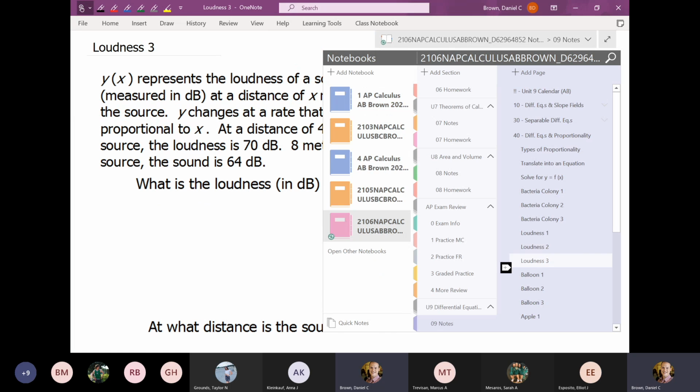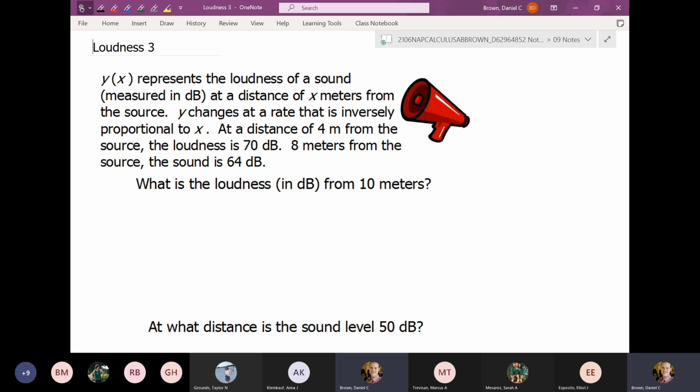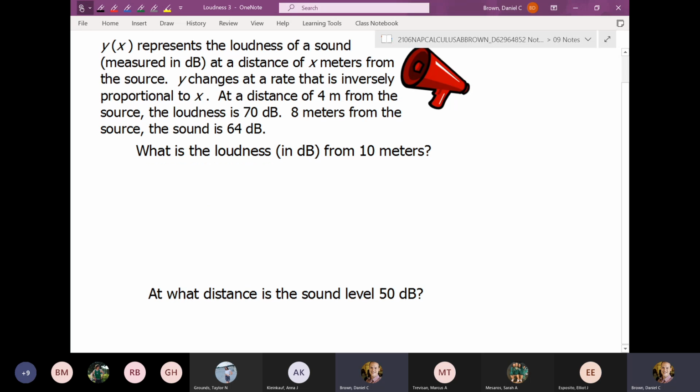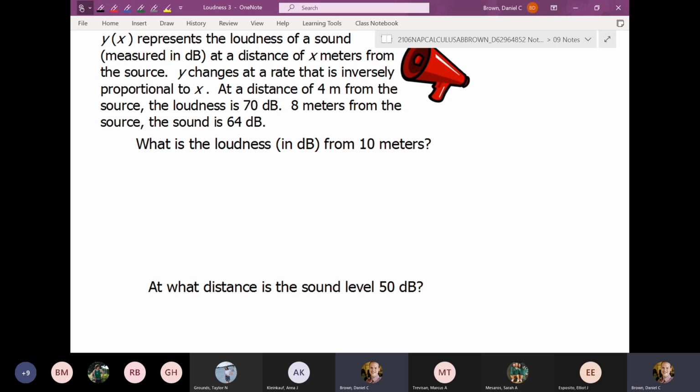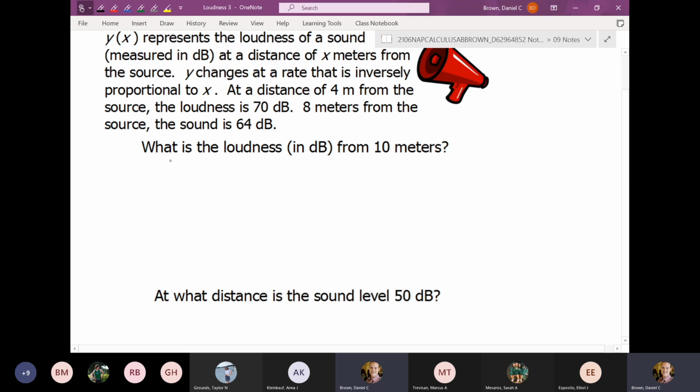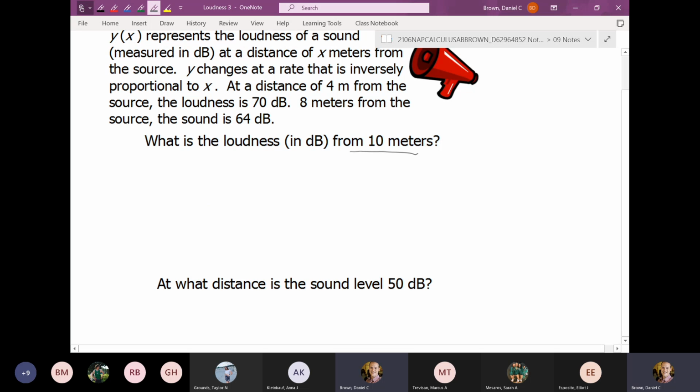So then we have some follow-up questions. Again, I'm not going to insult your intelligence and work these all out completely. Mainly, these follow-up questions are like, hey, are you smart enough to plug in a number in the right spot? For example, when I see what is the loudness when you're 10 meters away, I think most of you know, okay, we have that y equation, and we just need to plug in 10 for the x, since that is what x is representing.